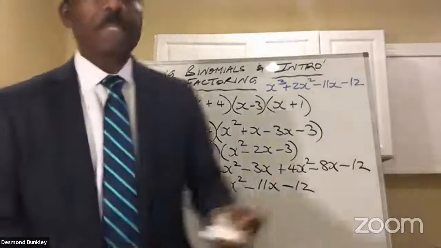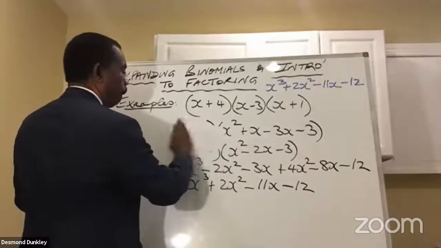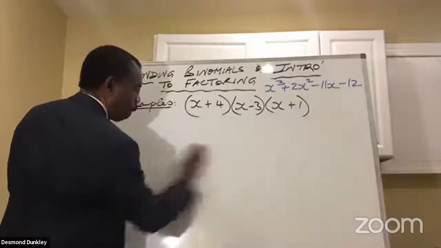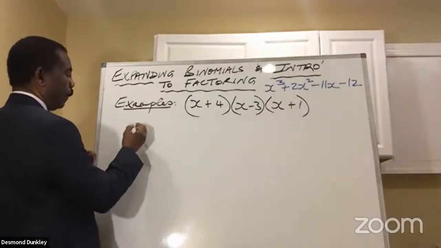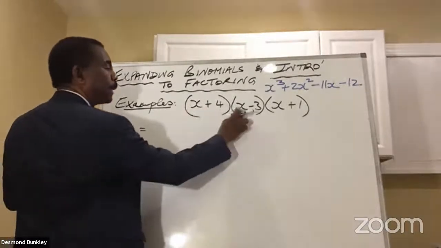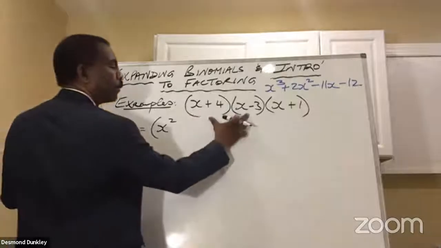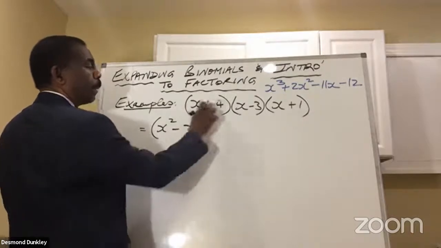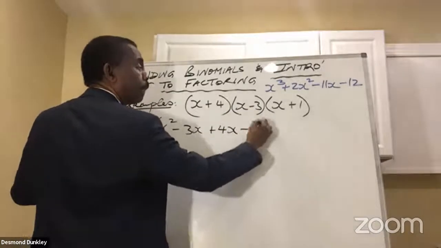Yes, that is correct. So now I'm going to clean the board and then work using the first two and see if I end up with the same result. Okay, so what do we have? Well, x times x is x squared. So I'm multiplying these two. x times x is x squared. x times negative 3, negative 3x. Now 4 times x, 4x. 4 times negative 3, negative 12.